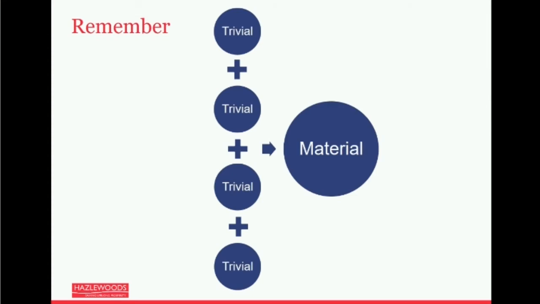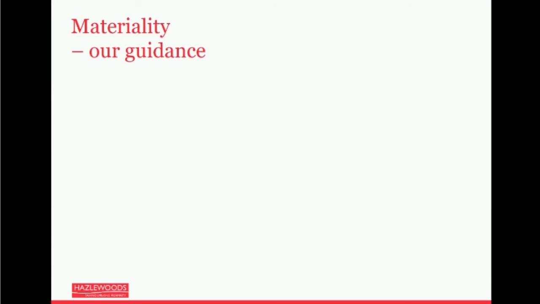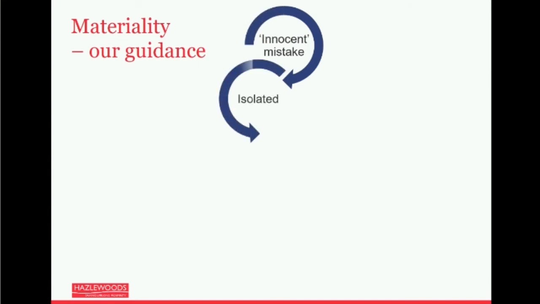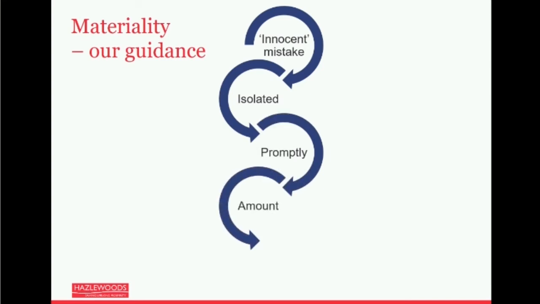As an aside, the SRA are moving towards the concept of serious rather than material, but when we asked for an example, they couldn't give us one. Our guidance as to what constitutes a material breach would be to consider whether the breach was an innocent mistake, was it an isolated incident, was it discovered promptly and corrected, was the error for a trivial amount. If yes, then provided that there is no loss to any client, we would normally class this as trivial and would not report it to the SRA in our accountant's report.